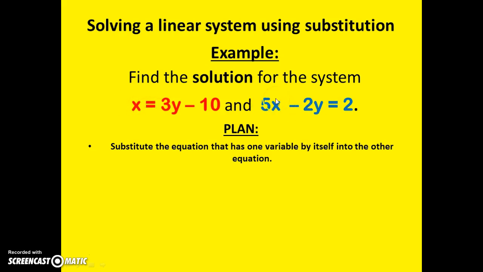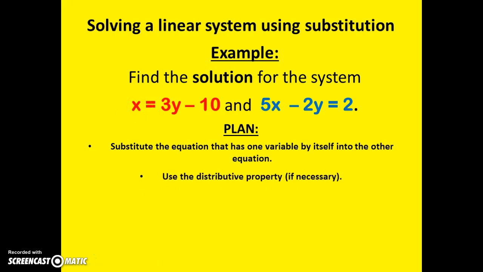Obviously the one in blue has the variables on the same side of the equal sign, and in fact this is standard form of a linear equation. Now this looks similar to slope-intercept, except that the y and the x have been switched, okay? But the idea is that this variable is by itself. So one of the two equations has one variable by itself.